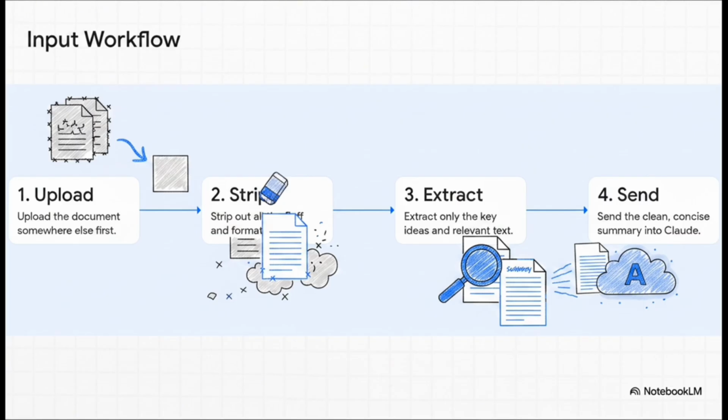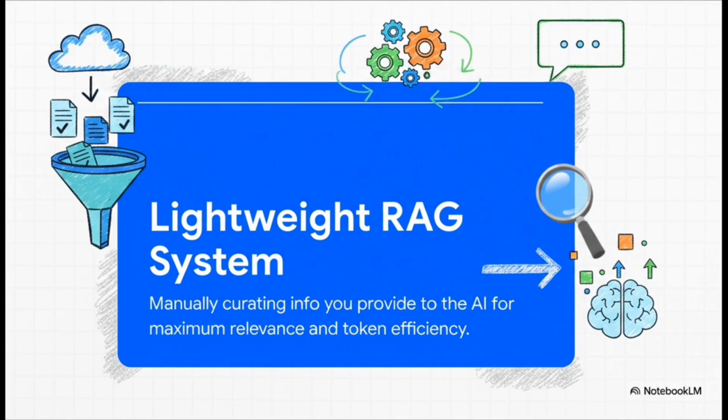And what you're doing here is basically building your own lightweight RAG system, right? You're actually controlling the context, because now you're only giving Claude what you care about and what matters. And that's where the savings come from.